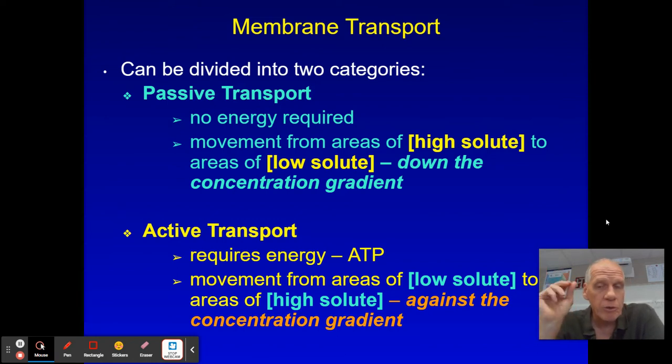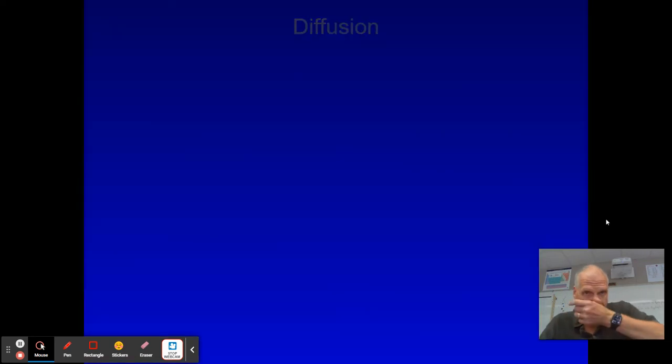Active transport, which requires energy in the form of ATP, is the opposite. It's the movement from areas of low solute concentration to areas of high solute concentration. You're going against the concentration gradient. That's like a salmon swimming upriver or you pushing a rock up a hill. You have to put a lot of energy into it in order for that to happen.